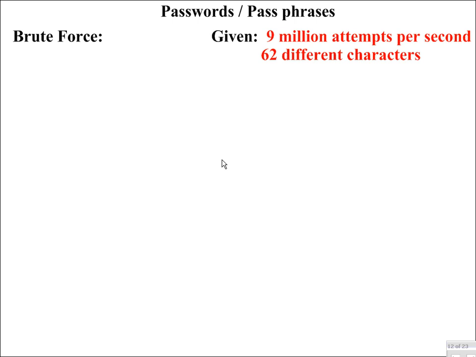Okay, let's do a couple of small examples. We'll take our given 9 million attempts per second, and we're going to say that the password can be 62 different characters, and where I get that is the English alphabet has 26 characters. Lowercase and uppercase would be 52 characters. And we'll go with just the 0 through 9 numbers for a character set of 62, just for our example here.